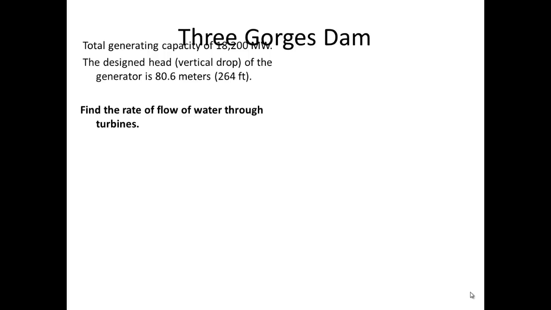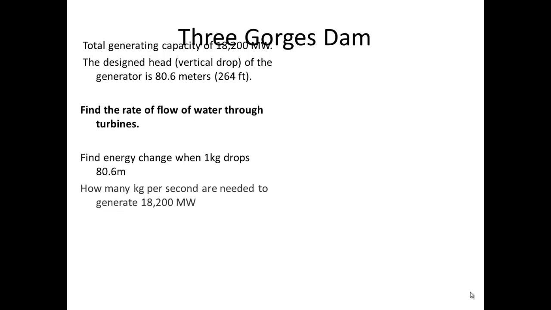Now, how can you find the flow of water through the turbines if it produces 18,000 megawatts and the head is 80 meters? Well, if you take 1 kilogram, it drops 80 meters. What is the change in energy that it has? How many of these kilograms do you need to produce 18,000 megawatts? This is a question that we could try to do in class.